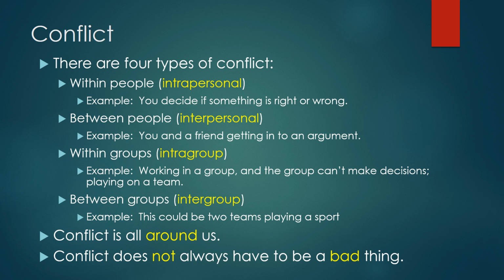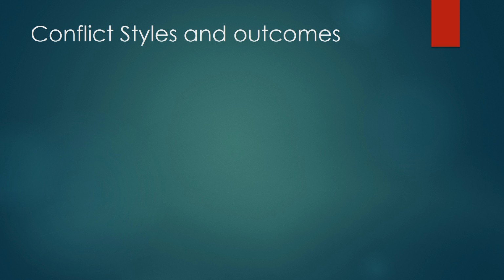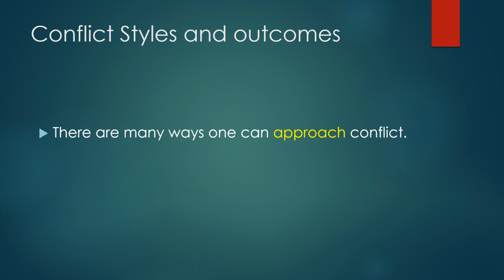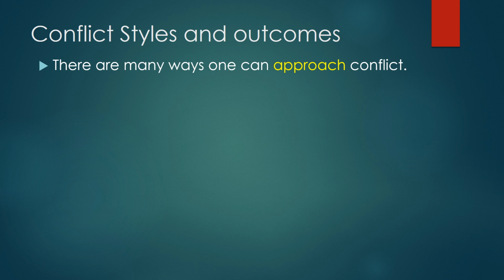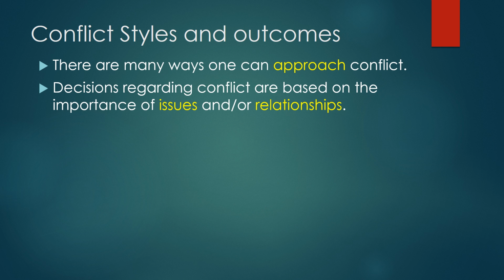All right, so we're going to take a look at some conflict styles and outcomes coming up next. There's many, many ways one can approach conflict. Decisions regarding conflict are based on the importance of the issues and or the relationship. So how important is the issue that you're having conflict with, and how important are the people that you're having the conflict with? Those things really factor into how you're going to handle the conflict.